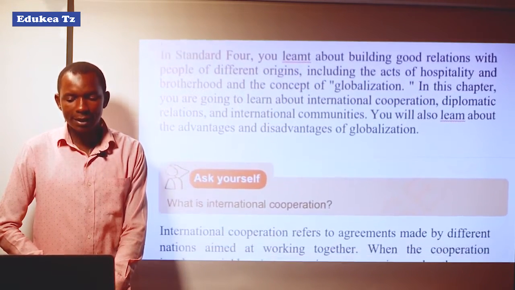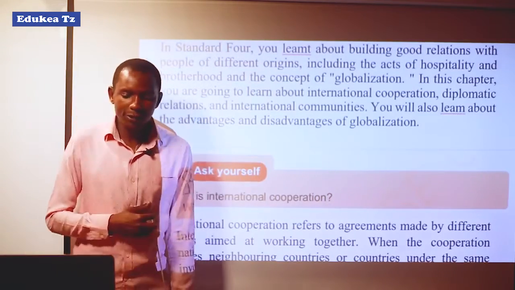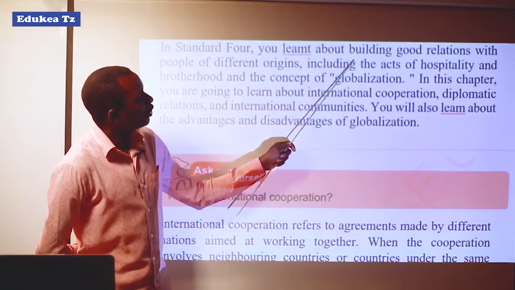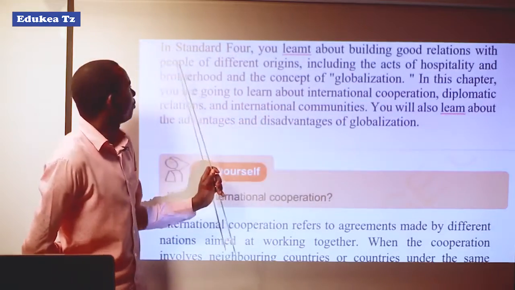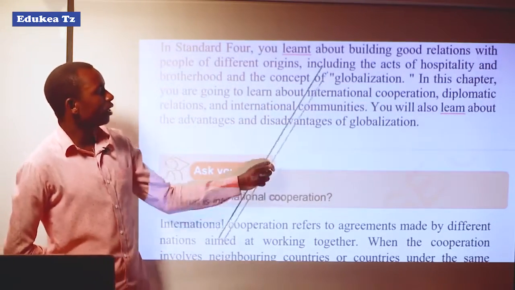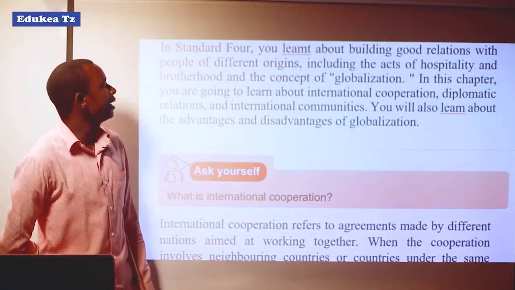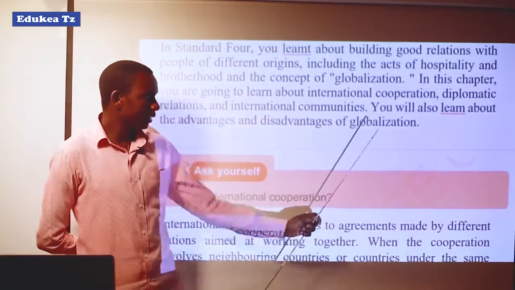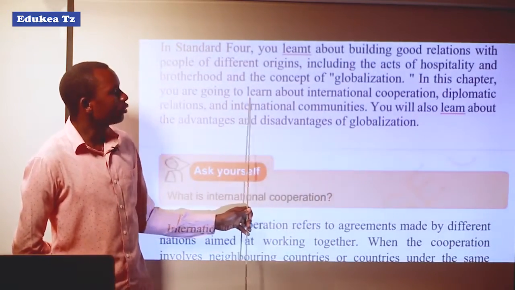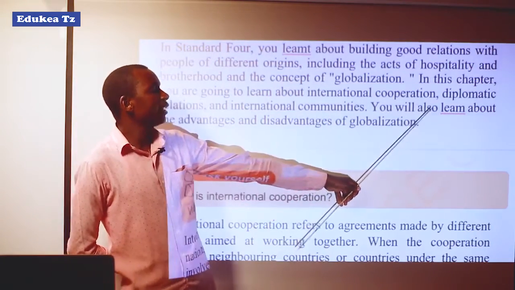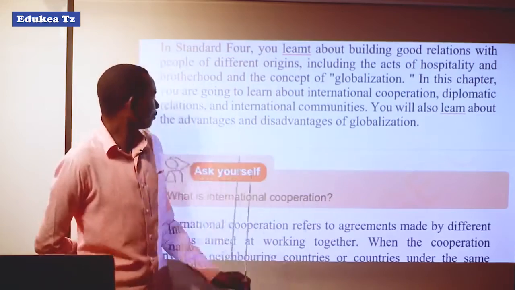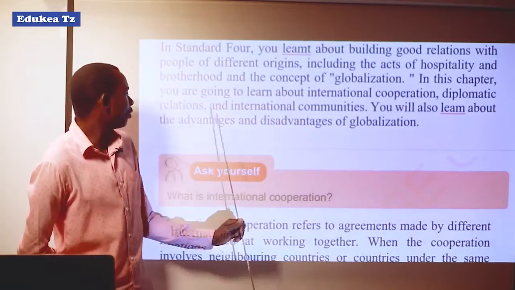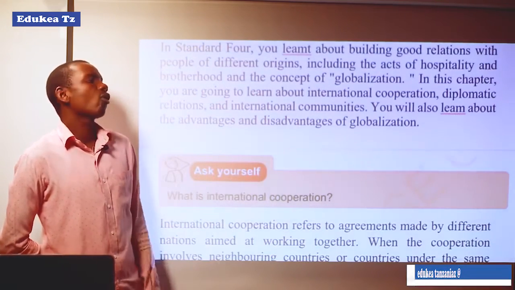Also, we will read the introduction of this chapter. In standard 4, you learned about building good relations with people of different origins, including acts of hospitality, brotherhood, and the concept of globalization. In this chapter, you are going to learn about international cooperation, diplomatic relations, and international communities. You will also learn about the advantages and disadvantages of globalization.